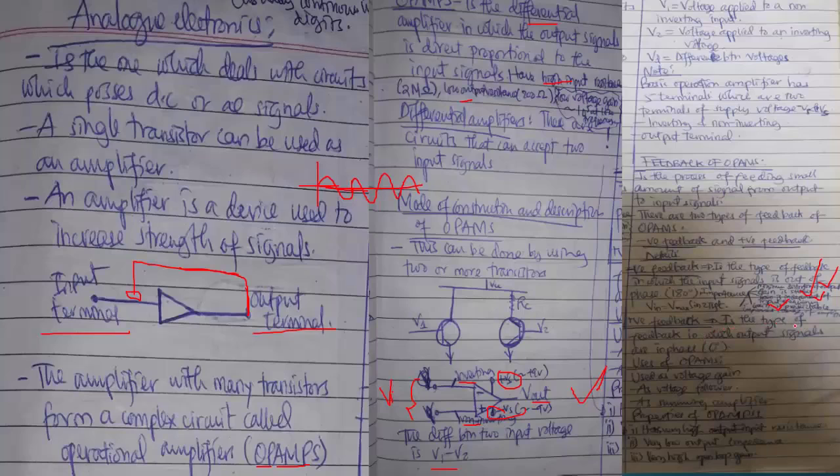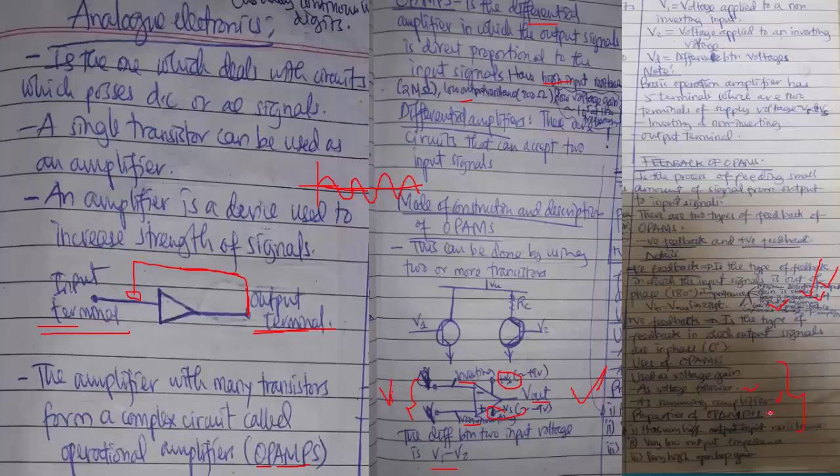While positive feedback is the opposite. It's the feedback in which output signals are in phase with the input. So umefanya feedback lakini input na output signals zinakuwa still in phase. So we have various uses of op-amps. Op-amp as a voltage follower, summing amplifier, hizi tutaziona mbele.